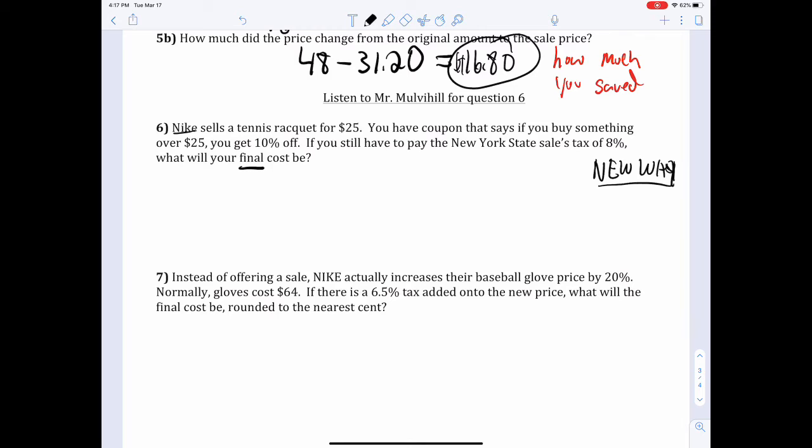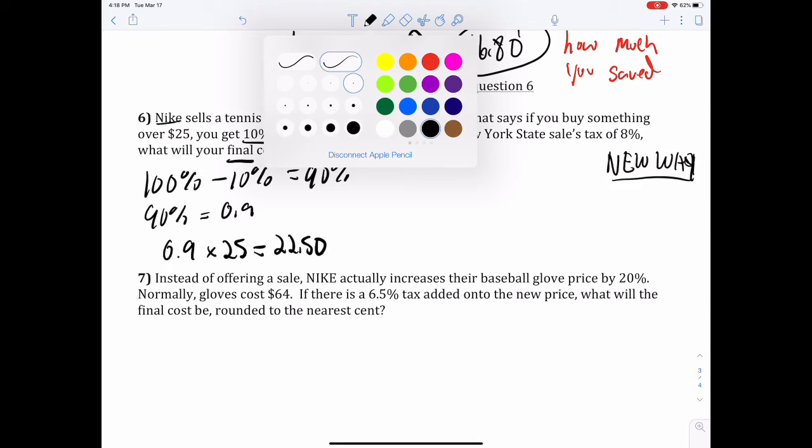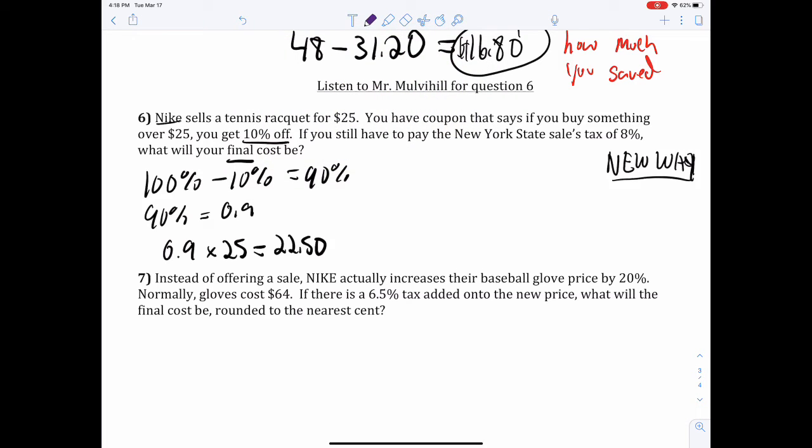So, here's the new way here. Let's see. So we're going to take 10% off. We're going to do this part first, and that gives us 90%. So then 90% written as a decimal is 0.9. Then we're going to do 0.9 times our 25, and that will give us $22.50. That's after the discount. This is because that's the 10% off part.